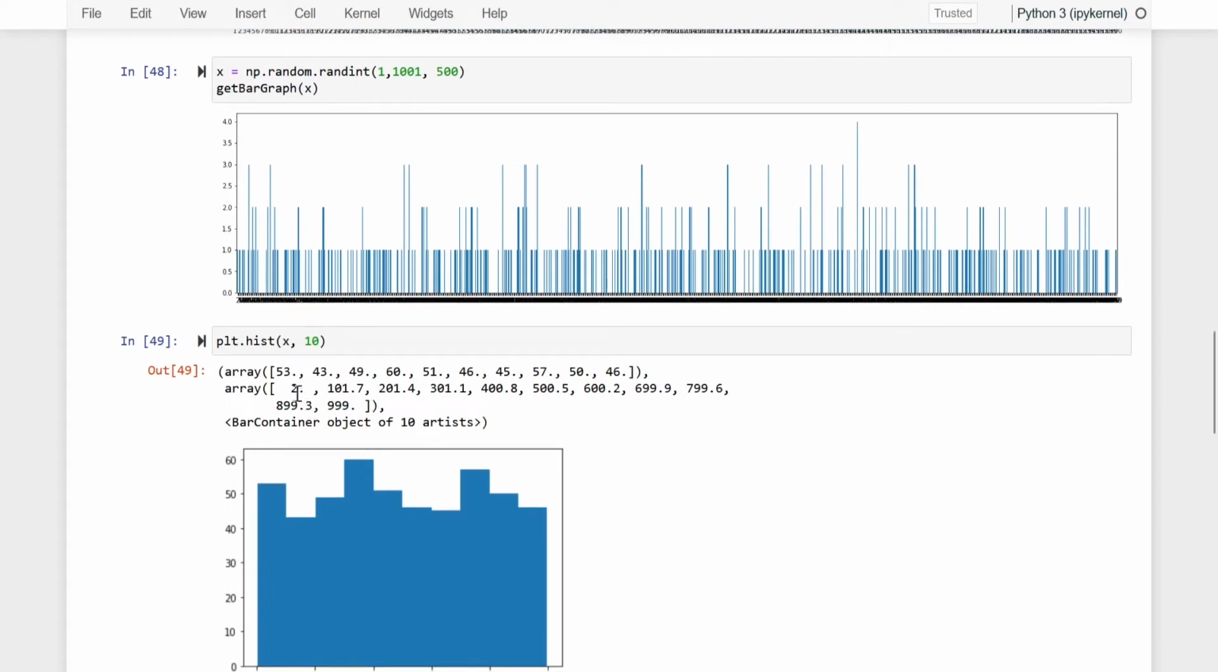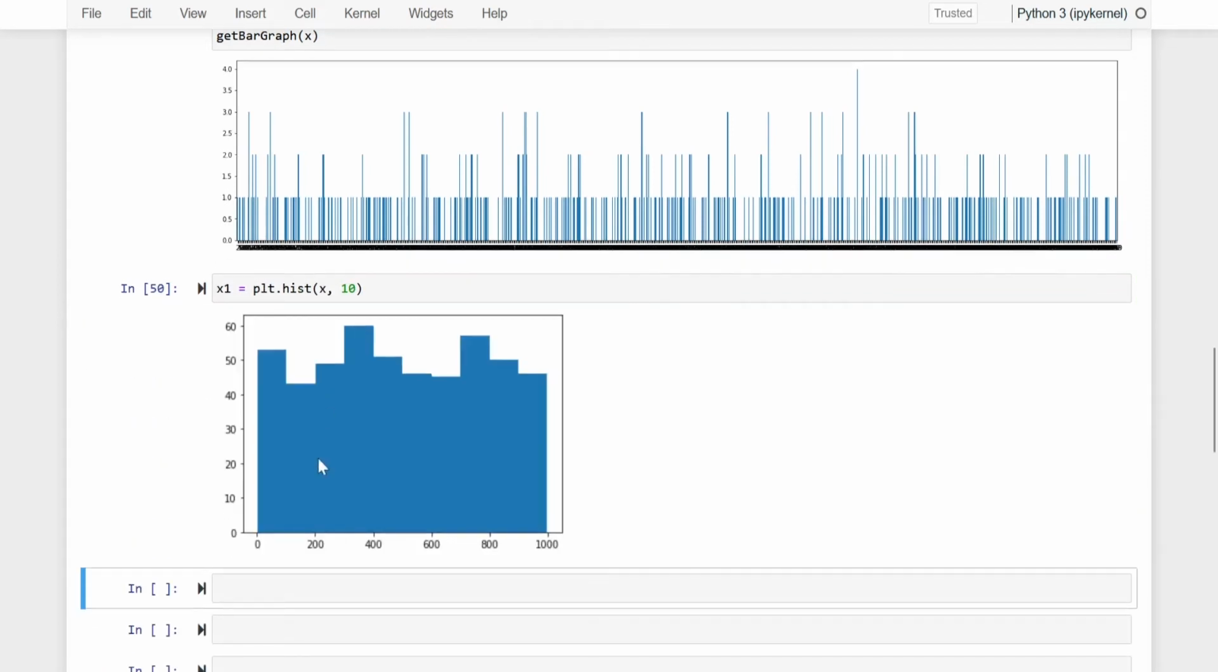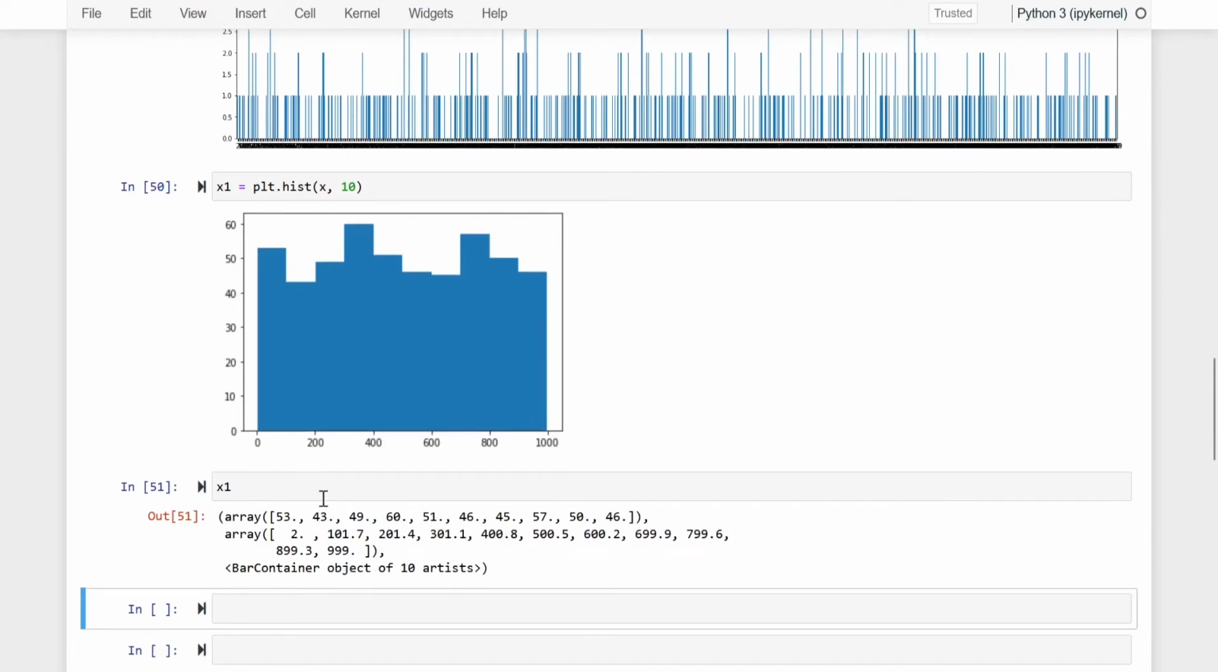See, from here to here, from here to here. So let us store this in a variable and then count. We will store in x1. And what is x1? Let us discuss about x1 first. X1 has got two elements. The first element is talking about the counts for each and every range. See, 53 means the range 2 to 117 has got 53 numbers. That is what it's talking.